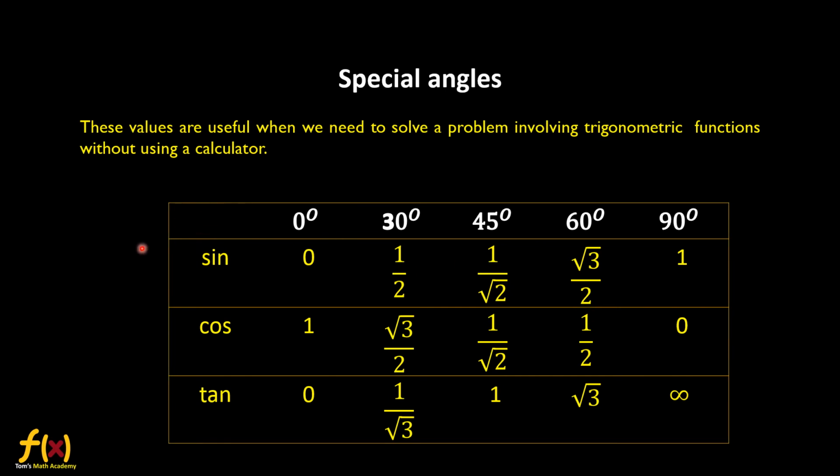Alright, special angles. What are they? Certain angles are given in trigonometry named special angles: 0 degrees, 30 degrees, 45 degrees, 60 degrees and 90 degrees. They are known as special angles.